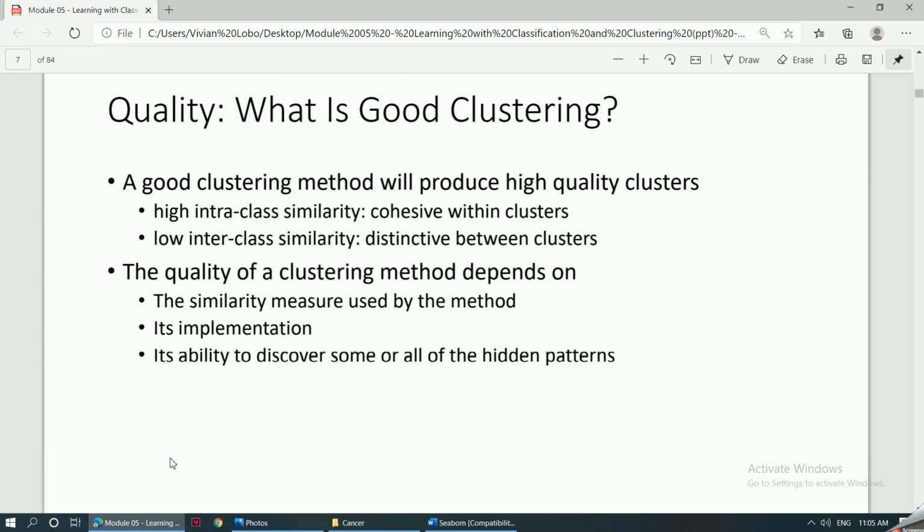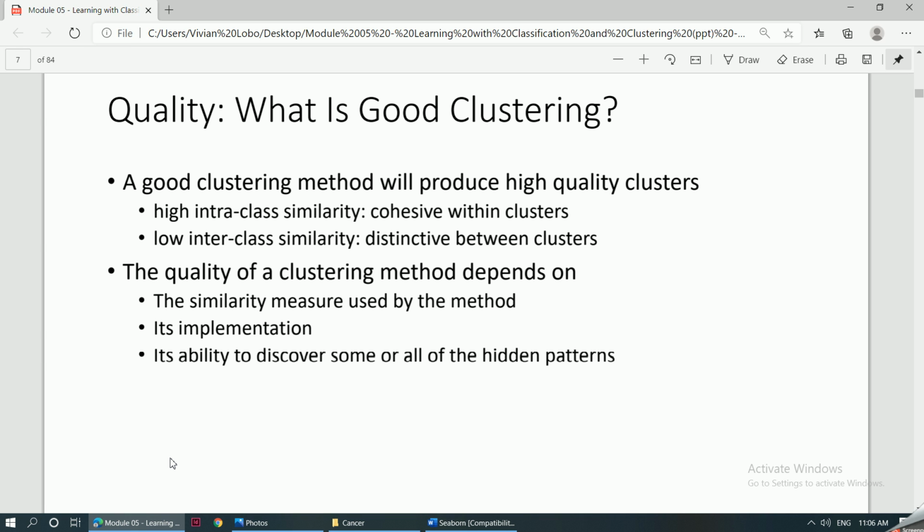Now, what is a good clustering? A good clustering will produce high quality clusters, which is nothing but clustering based on similarity. So we have high intra-class similarity and low inter-class similarity. Intra-class similarity is nothing but cohesiveness within clusters, that is, sticking to the defined cluster is high intra-class similarity. Low inter-class similarity is nothing but being distinctive. We can clearly differentiate between two clusters. That is your low inter-class similarity.